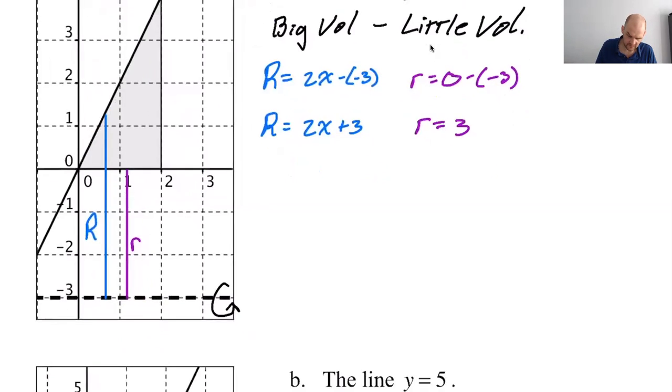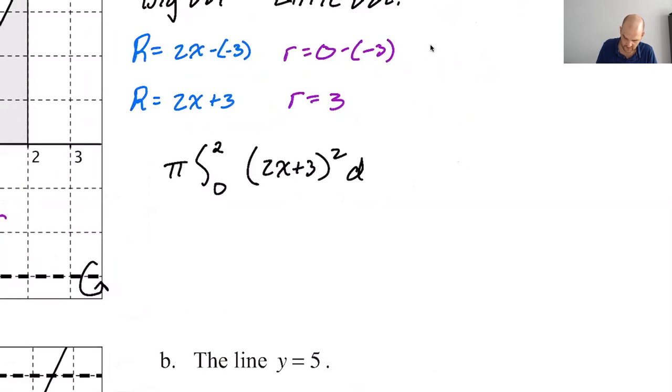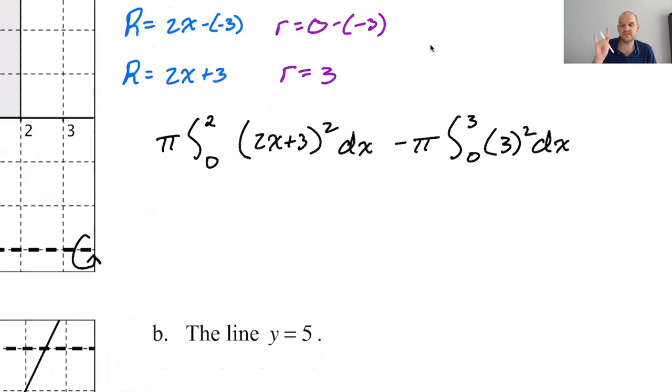And then our volume, we can actually do it in one shot. It's going to be pi, the integral from 0 to 2 of big R squared. So that's going to be 2x plus 3 squared, dx. So this is my big volume. Then I'm going to subtract off my little volume. This is not really how I would normally do this, but that's okay. Little r squared. Now you notice they have the same bounds. They both have a pi. So what we end up doing is this.